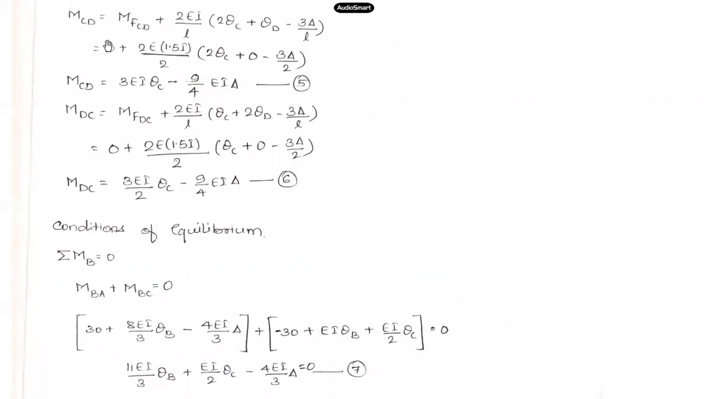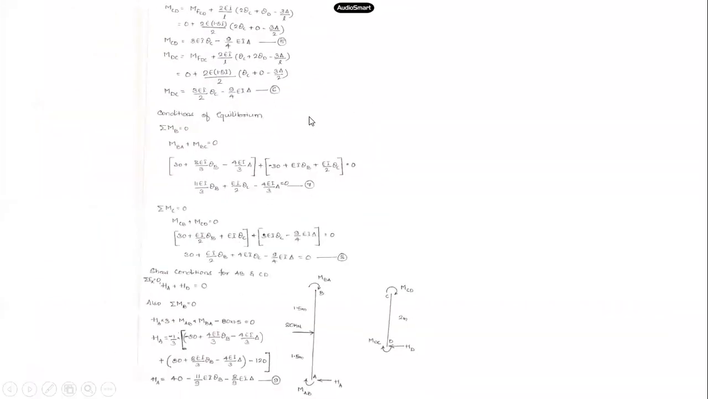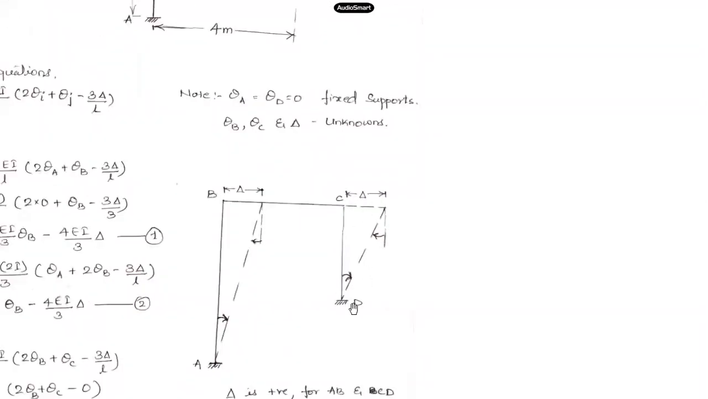MFCD calculated value is 0, since no load is there on member CD. Then 2E into 1.5I by 2, with 1.5I the moment of inertia and 2 meters the span, and 2 times theta C, the unknown, plus theta D is 0, minus 3 delta upon 2. Delta will exist because it is a vertical member. If you take member CD, there is a relative displacement between C and D. After the sway, D remains on its support, whereas C has been displaced in the horizontal direction.